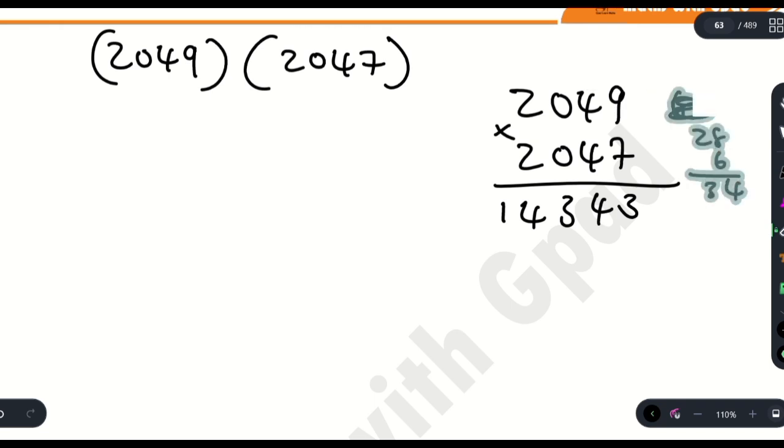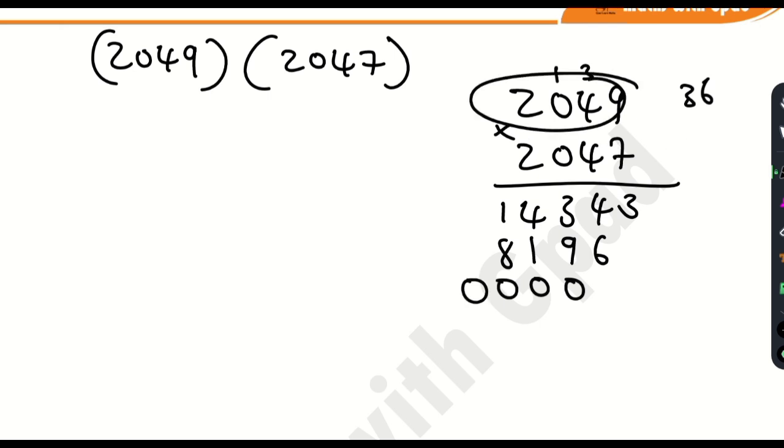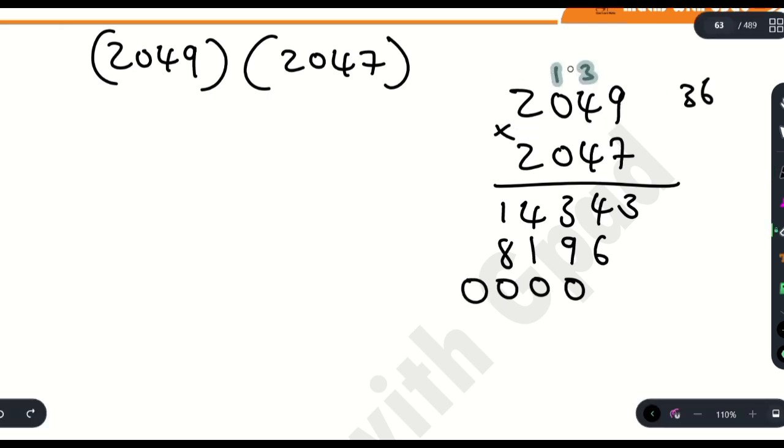Now let's continue. So what is 4 times 9? 36. So you write 6, you carry 3 over. 4 times 4 is 16. 16 plus 3 is 19. Write 9, carry 1 over. 4 times 0 is 0 plus 1 is 1. 4 times 2 is 8. And then this next one is just a bonus because it will be 0, 0, 0, and 0, when you use 0 to multiply these digits.